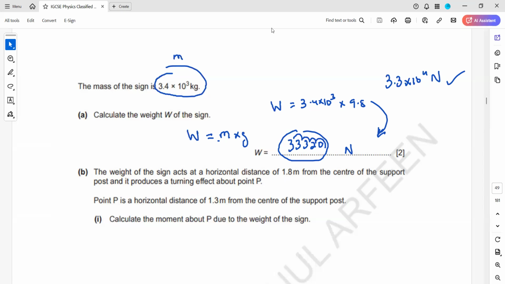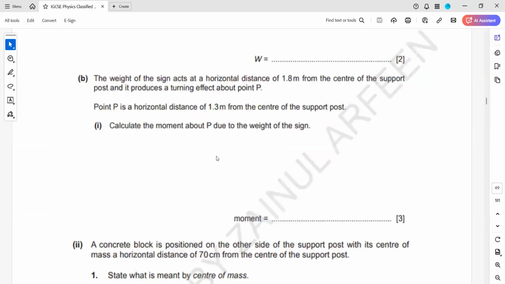This is just a discussion. No need to copy this part. It's just a discussion. We will do notes, which you will copy. The weight of the sign is at a horizontal distance of 1.8 meters from the center of the support post, and it produces a turning effect about point P. So whenever a question says about a point, it means that point is acting like a pivot or a point of rotation. So P is a pivot or P is a point of rotation. Point P is at a distance of 1.3 from the center of the support post. Calculate the moment about P due to weight.